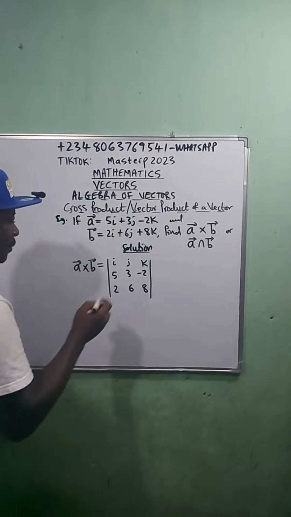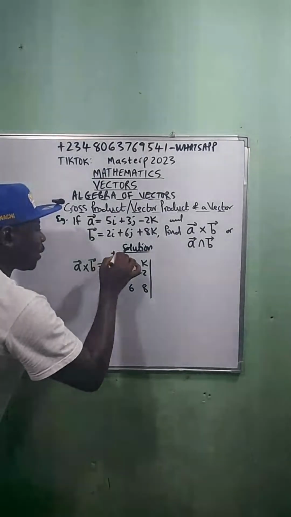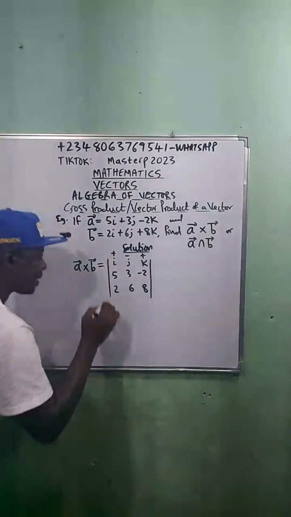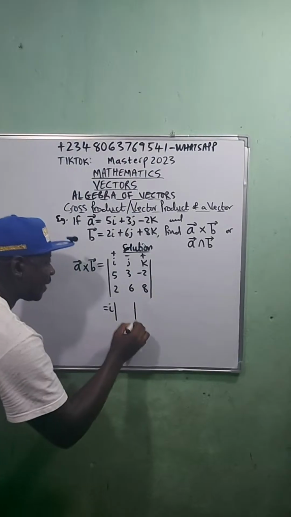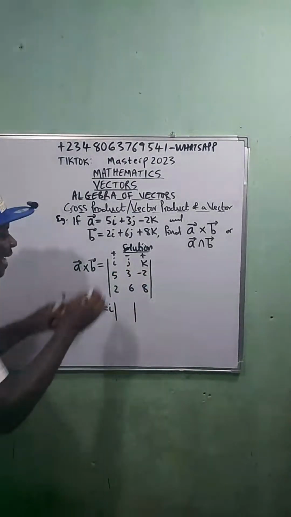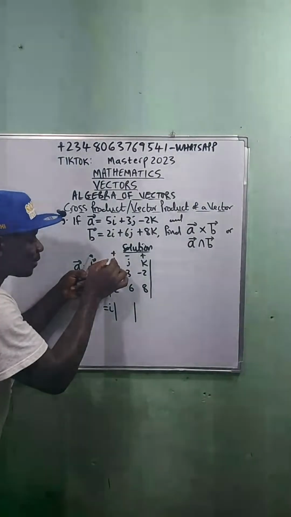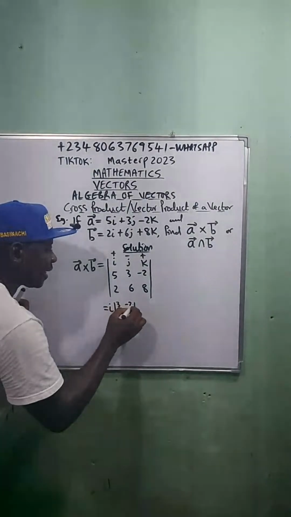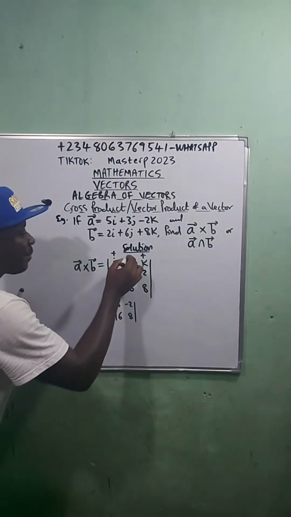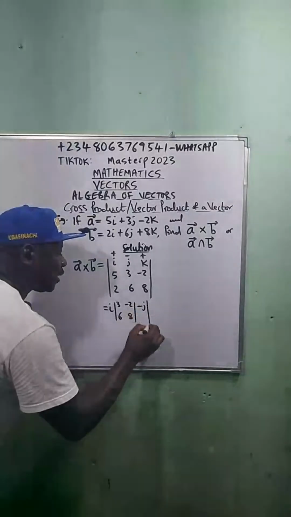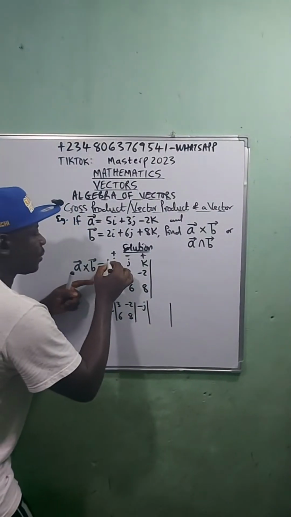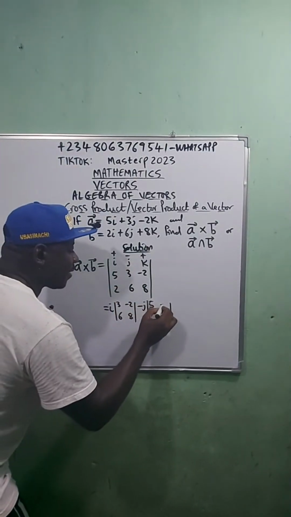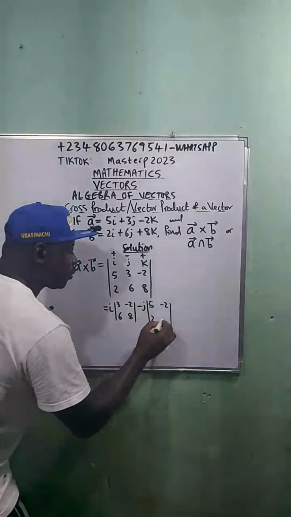So now let's go. I will now use plus, minus, and plus. We'll take this first person, i. So the determinant of a 3 by 3 reduces to the determinant of a 2 by 2. When I take this i, I will cross out its row and column. I'm left with 3, negative 2, 6, and 8. Then I take minus j. From there, I'll cross out its row and column. I'm left with 5, minus 2, 2, and 8.